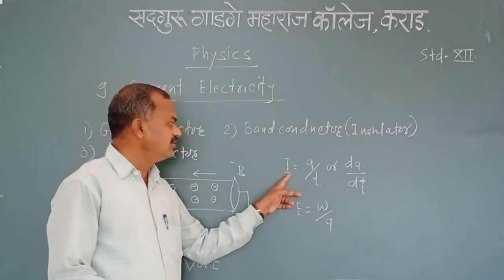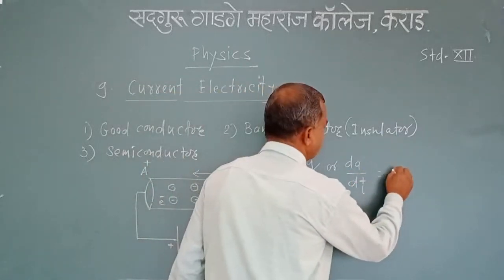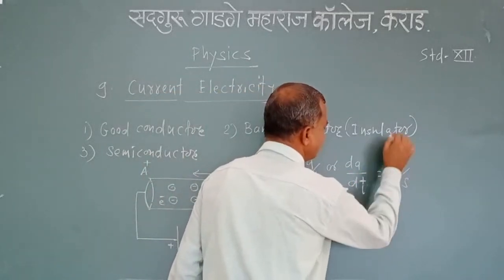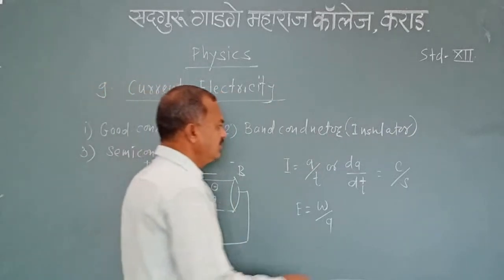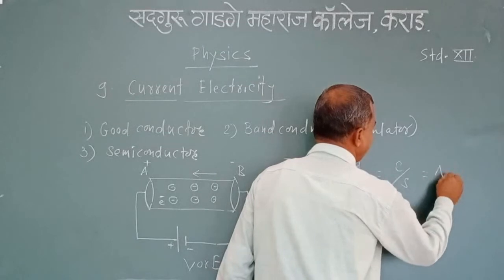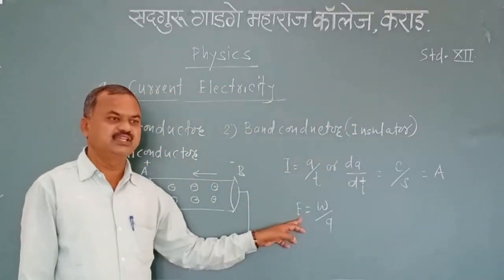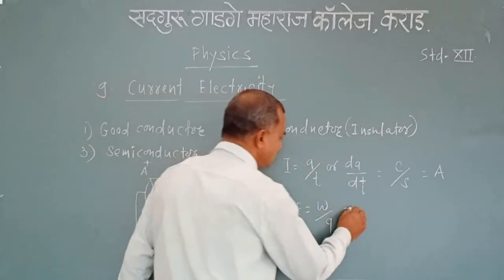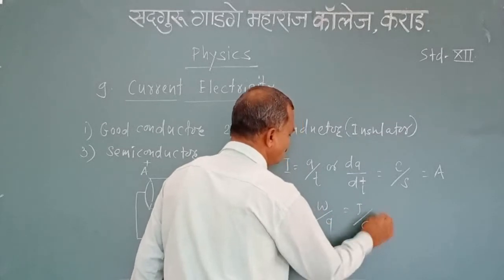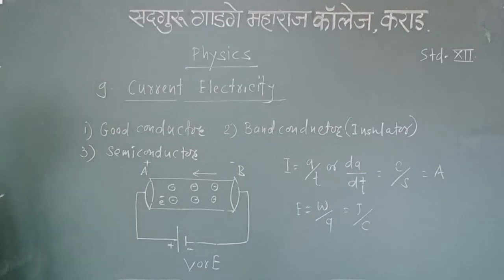This is the formula for current, I is equal to dQ divided by dt. Charge is measured in coulomb, time in second. Then the SI unit of current, coulomb per second, is called ampere. Also, EMF of a cell is equal to W divided by Q. Work done is measured in joule, charge in coulomb. Joule per coulomb is the SI unit of EMF of a cell or battery.